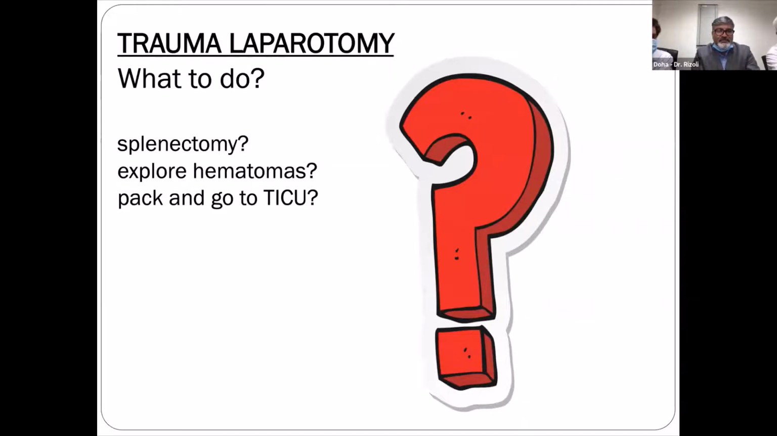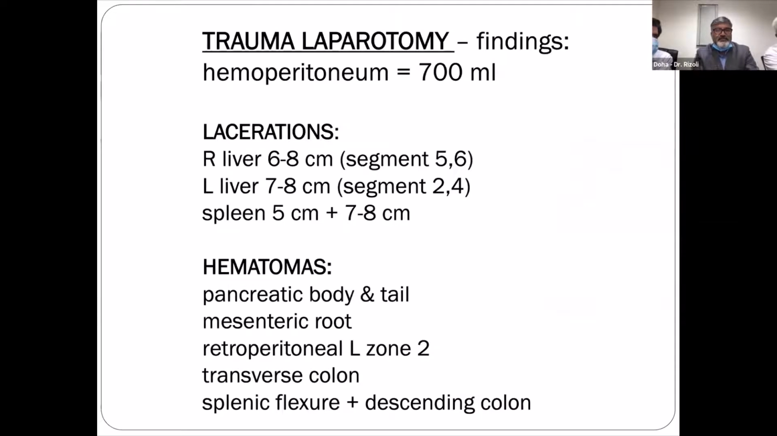Go back, control the findings. So the idea here is, very quickly, if you're the surgeon, what would you do? You find a lot of blood, liver lac, splenic lac, and hematomas. What would you do for each one of them?